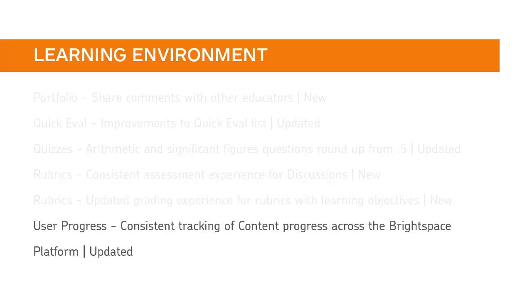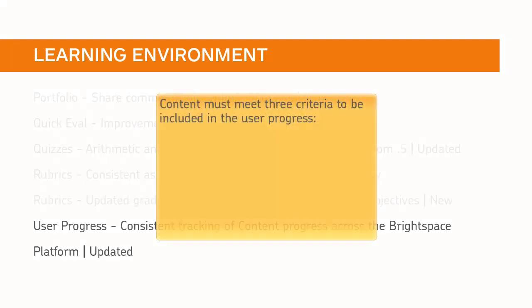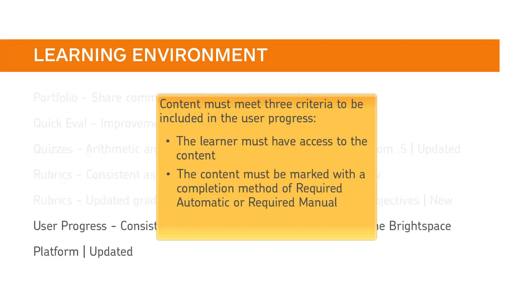User progress logic has been consolidated so that it is calculated in the same way across the platform. Content must meet 3 criteria to be included in the user progress. The learner must have access to the content, it must be marked with a completion method of required automatic or required manual, and the content is not exempt.